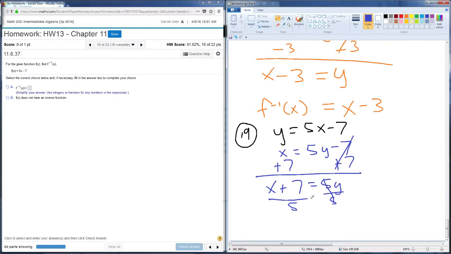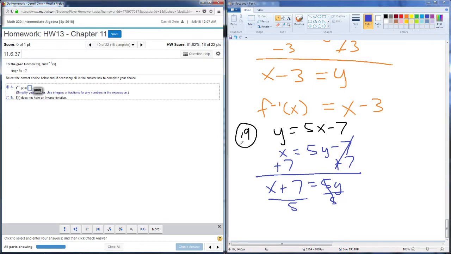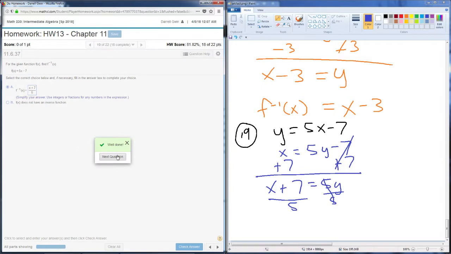Alright. Last step is to change that to the inverse function symbol. I'm not going to do that. I'm just going to type in the answer. Since the answer is a fraction, I'm going to click on the fraction button and type in x plus 7, down arrow, 5, enter. Well done.